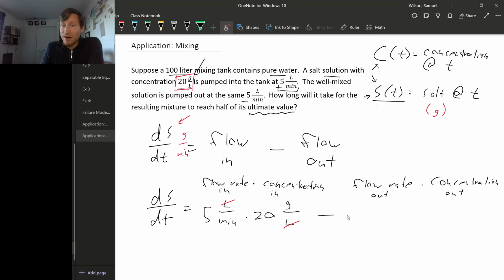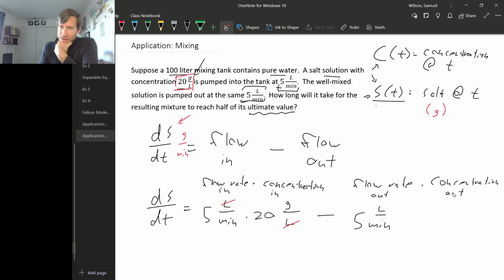So the flow rate out is still 5 liters per minute. That's right here. We don't want our tank to overflow or empty out, so we pump out at the same rate we pump in. But what is the concentration of that stuff leaving the tank? Well, the only thing we know about the fluid leaving the tank is that it's well mixed.